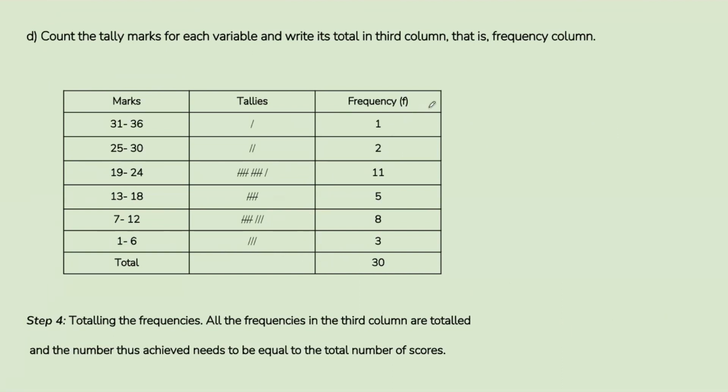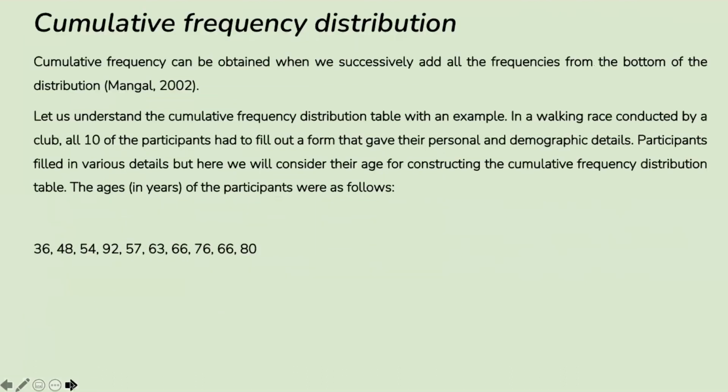So this is how you make a frequency table. I think it must be clear by now. Again, you have to total all the frequencies, which is equal to 30. Okay, so this is how you construct a frequency table.